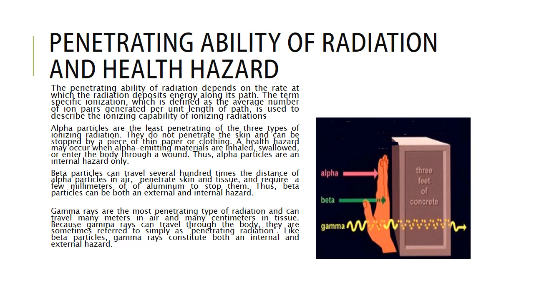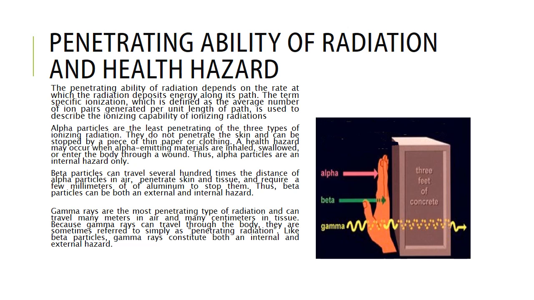Now, beta particles travel 100 times the distance of alpha particles in air. That still doesn't mean that they travel really, really far. If you have to think about it, they're the intermediary between a gamma and an alpha. But they are able to penetrate the skin and the tissue, and you have to have a little bit of aluminum to be able to stop them.